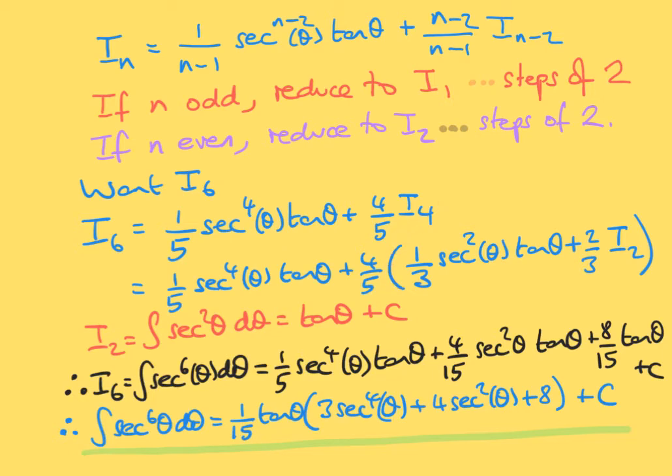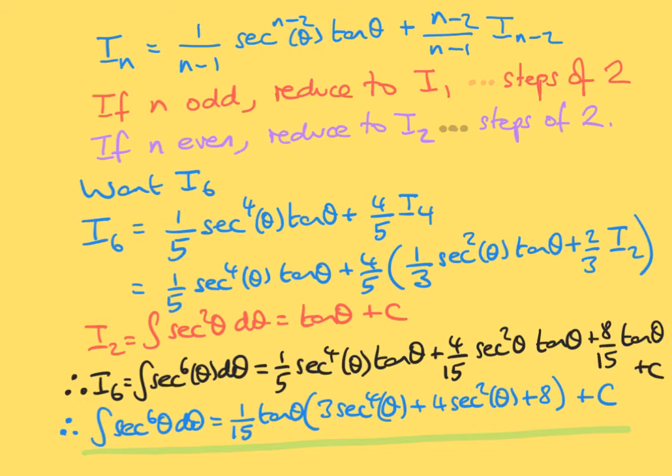Now, on the next line, we just write this term out again, plus 4/5, because that's multiplying all of this. So we open a bracket, and then we just rewrite this formula, but now with n is 4. So we're going to get 1 over 4 minus 1, so that's a third, times sec squared, 4 minus 2, times tangent, plus 4 minus 2 is 2, 4 minus 1 is 3, 2/3 of I2, close brackets. As we've said, sec squared integrates to tangent, so we can just put a tangent in here and then expand everything.